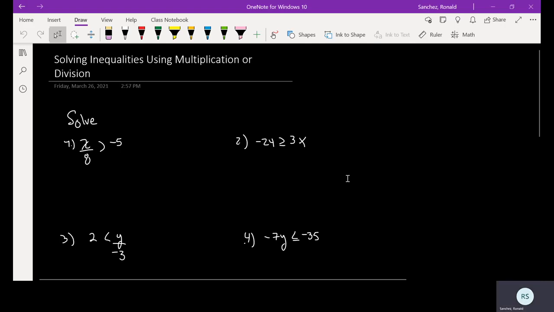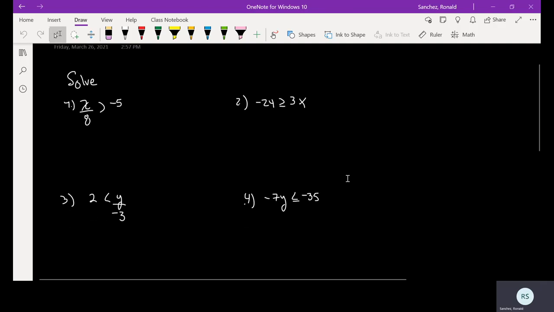Hello, in this video we're going to be solving inequalities using multiplication or division. Now when we're solving an inequality and we have division or multiplication, we have to be very careful when we multiply or divide by a negative number. And I'm going to teach you what happens when we divide or multiply by a negative number. Let's go ahead and dive into some problems.